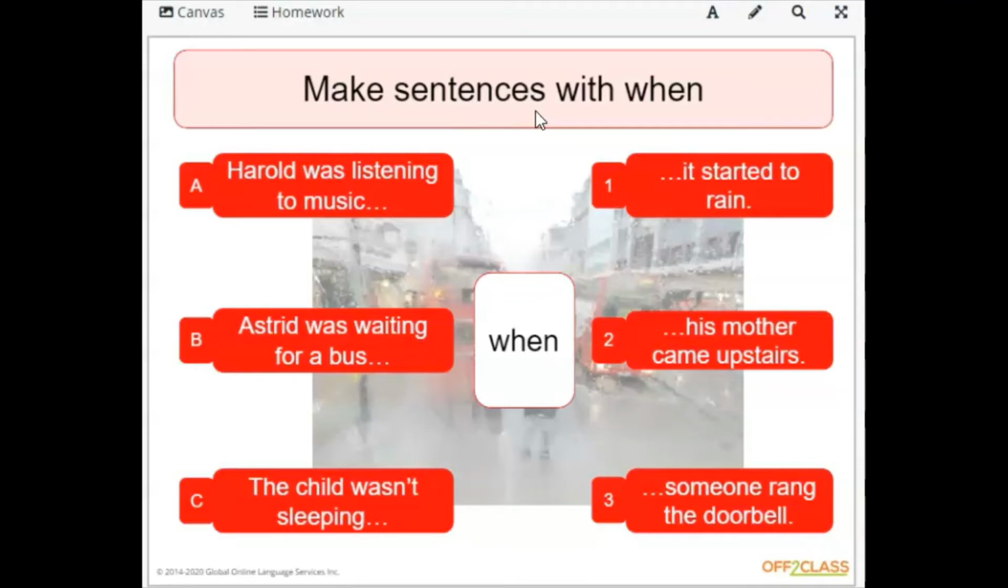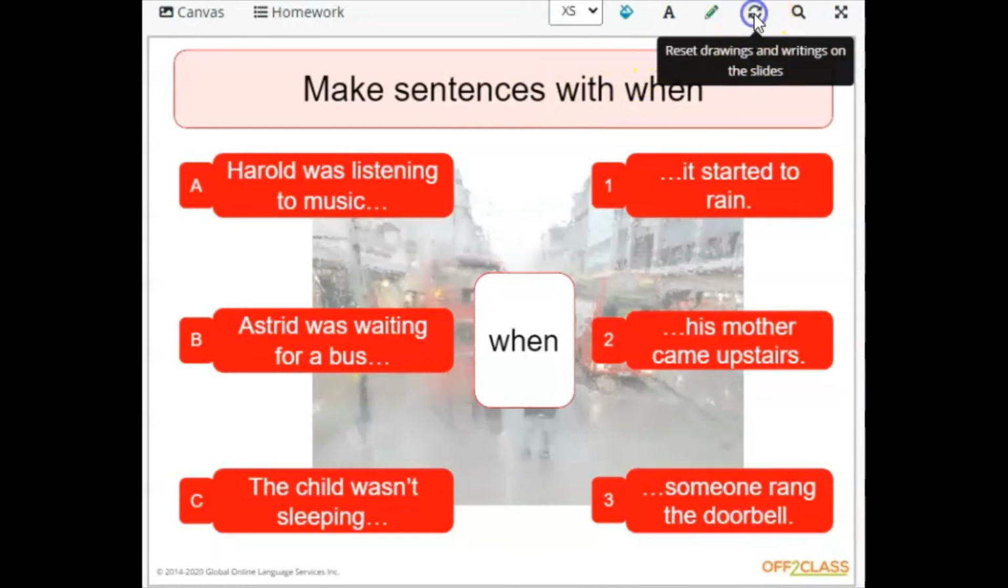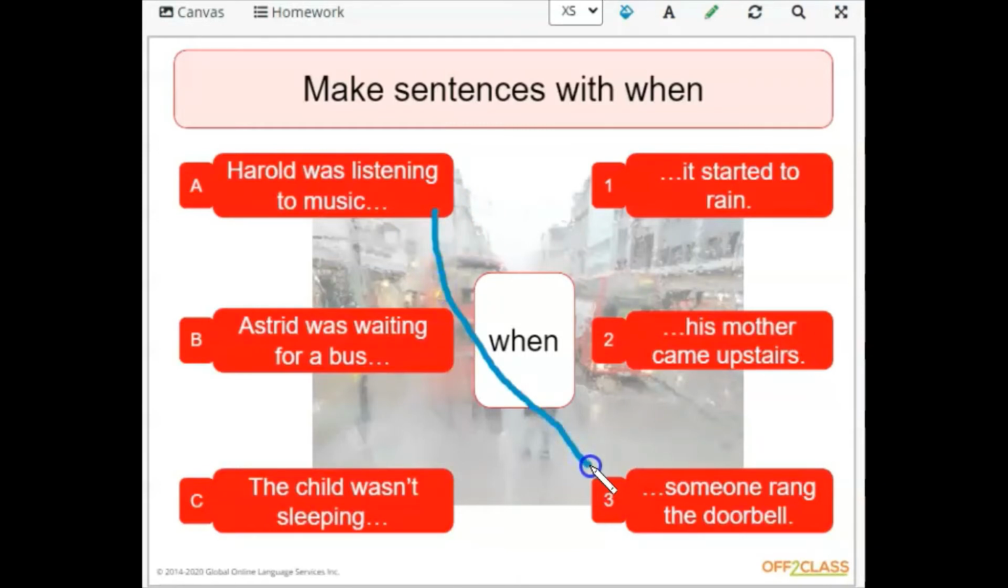Okay, how did you do? So we have here, for example, A, Harold was listening to music, right? We could match that with number 3, right? So we could say Harold was listening to music when someone rang the doorbell. Or when someone rang the doorbell, Harold was listening to music. Okay.